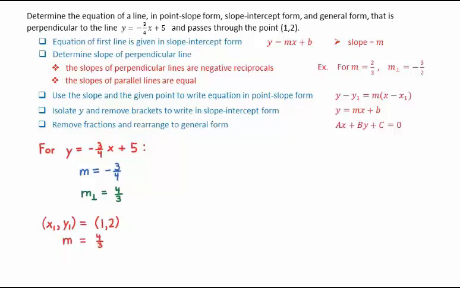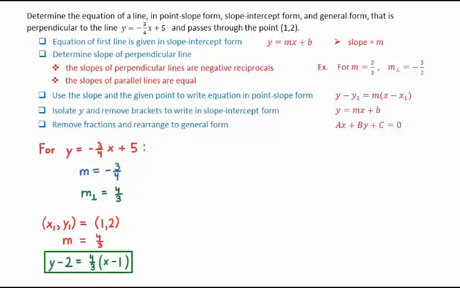Also using the slope of 4/3, we can substitute these into the equation for point-slope form, resulting in y minus y1, which is y minus 2, equals the slope, which is 4/3, times (x minus x1, which is x minus 1). This then gives the equation in point-slope form.